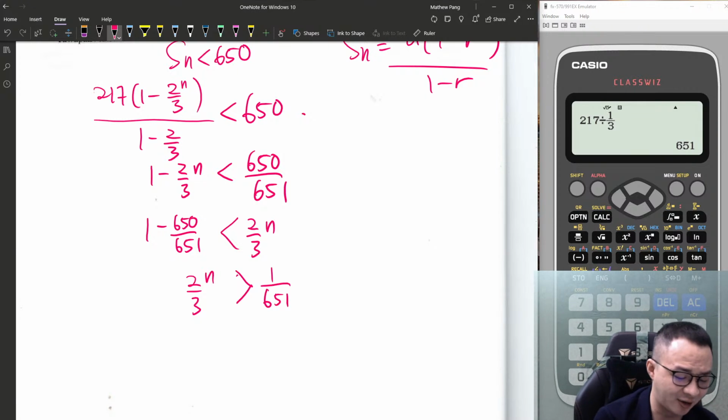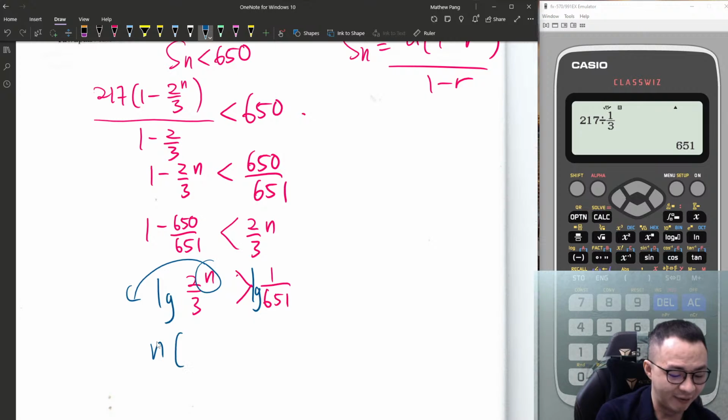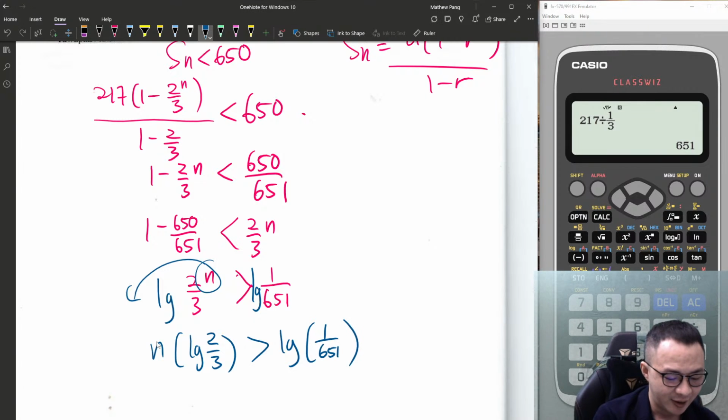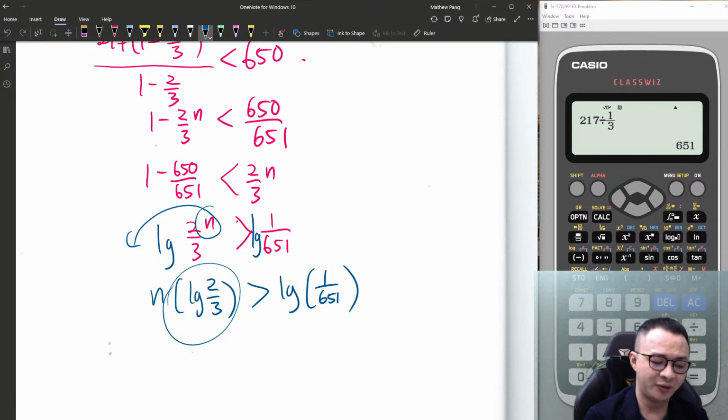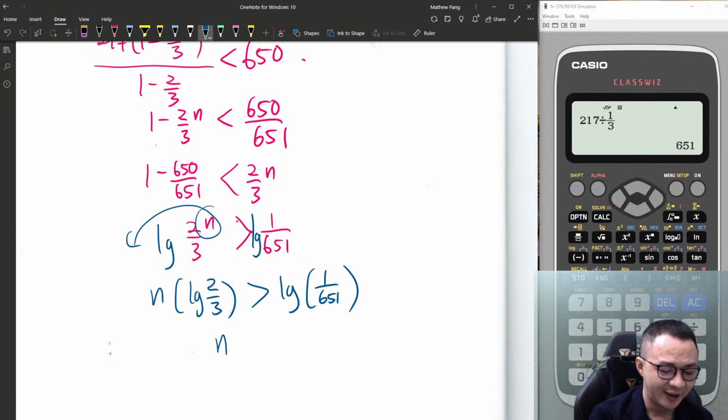Okay, let's say I just take the log 10 on both sides. So here I add the log, here I add the log. Then the log rule tells me the power can move to the front, right? Then I have n log 2 over 3 bigger than log of 1 over 651. Now if I want to move the log 2 over 3 to the other side, a lot of students will just do like this. They just divide.